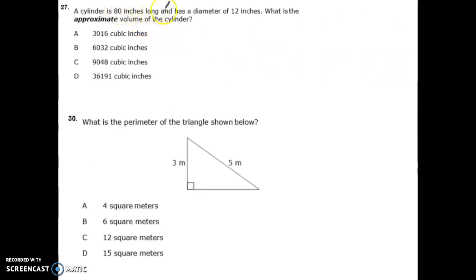A cylinder is 80 inches long and has a diameter of 12 inches. What's the approximate volume of the cylinder? So we know that the cylinder volume formula is V equals pi r squared h. What I'm writing down is what you're putting in the box. The radius is half of the diameter, so the radius here will be half of 12, and that will be 6.